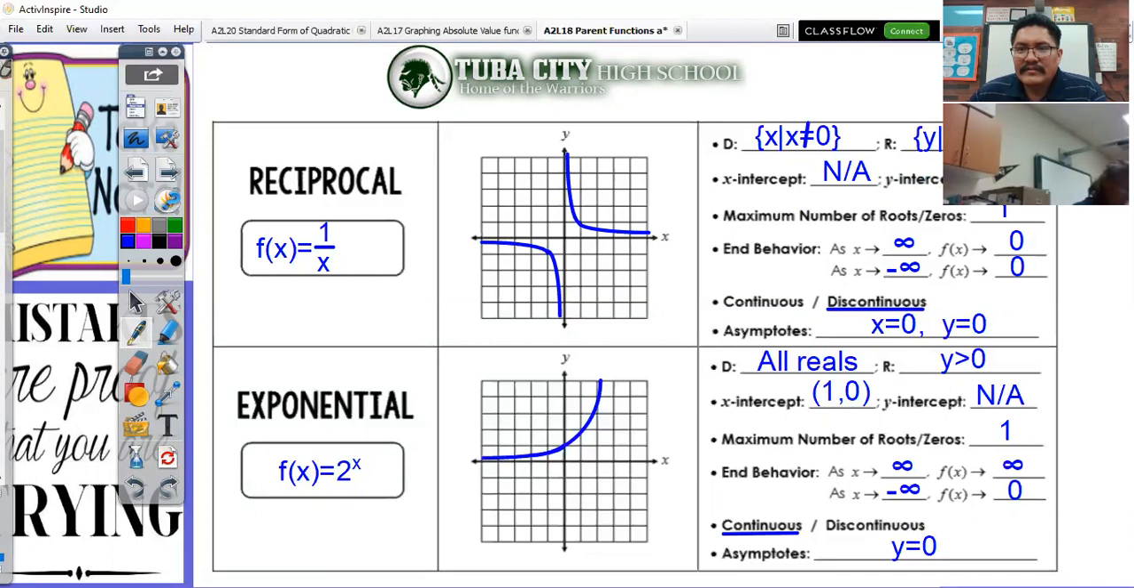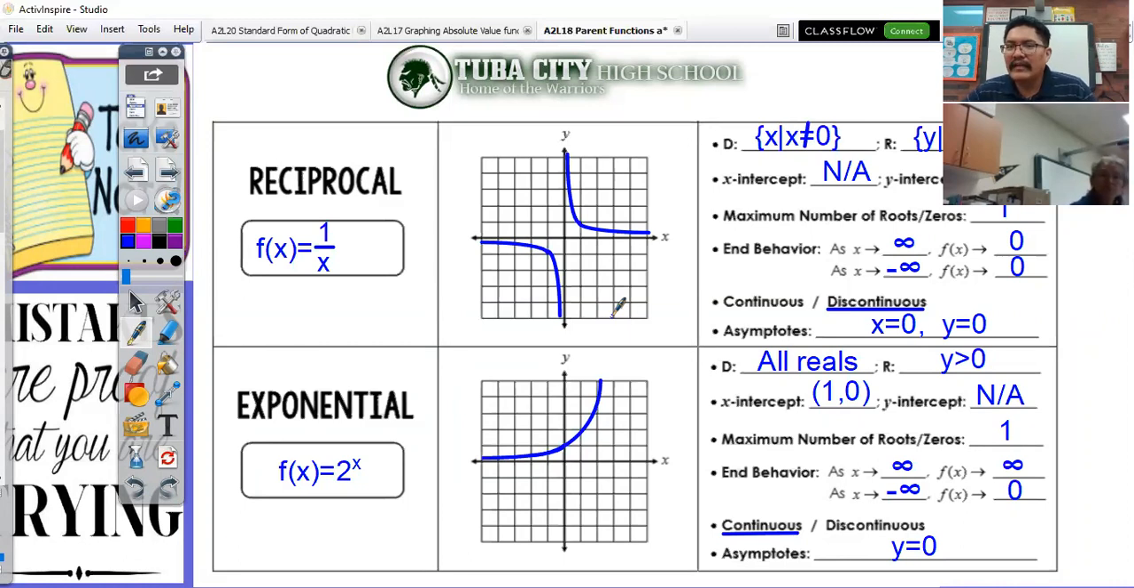Maximum number of roots is only 1. We can only cross the x-axis once. Now we can mess with this a little bit because in this case, we're looking at the parent function, but you can move these up and down or side to side. And if you move it up or down, one of those lines is going to cross the x-axis.